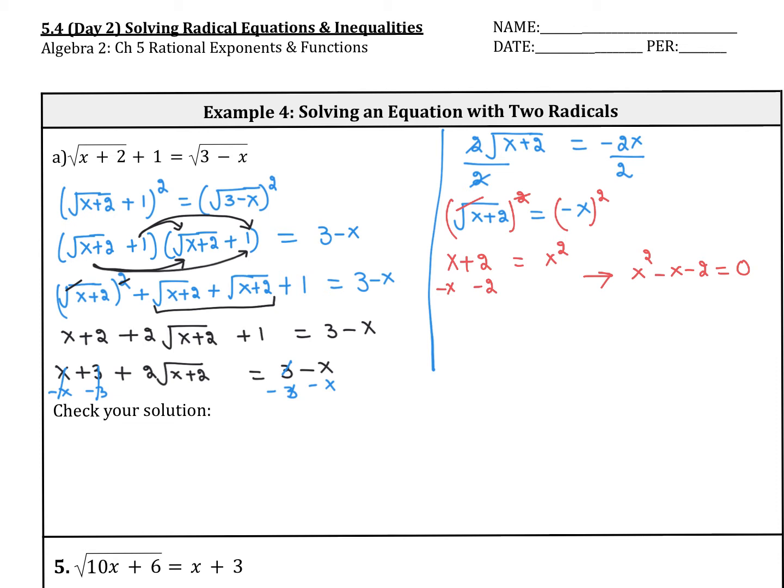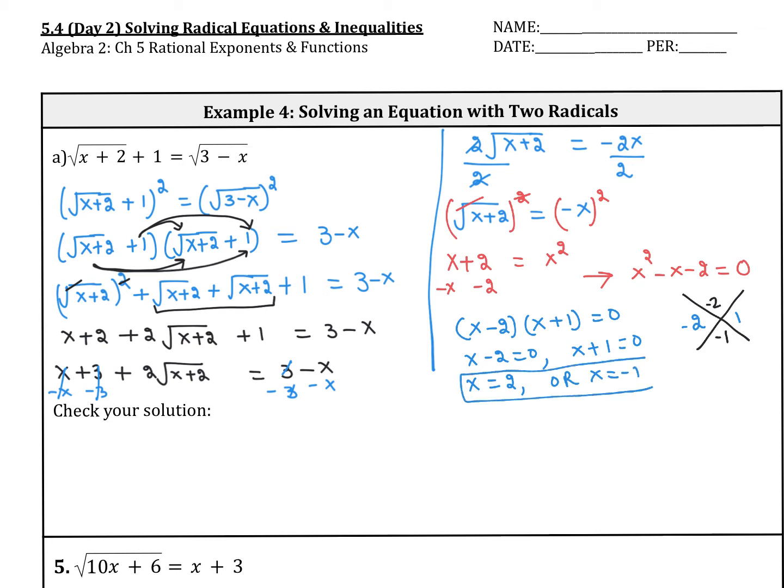Now to solve this, we're going to apply the cross method. On the top you get negative 2, on the bottom you get negative 1. The two numbers you're looking for, which multiply to give negative 2 and add to give negative 1, are negative 2 and 1. So the factors are x minus 2 and x plus 1 equals 0. So the x values are x equals 2 or x equals negative 1.